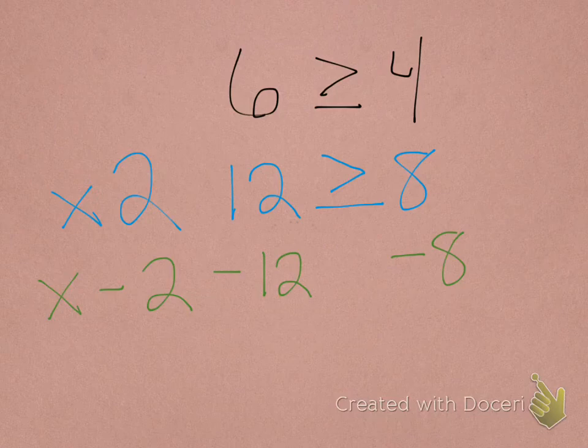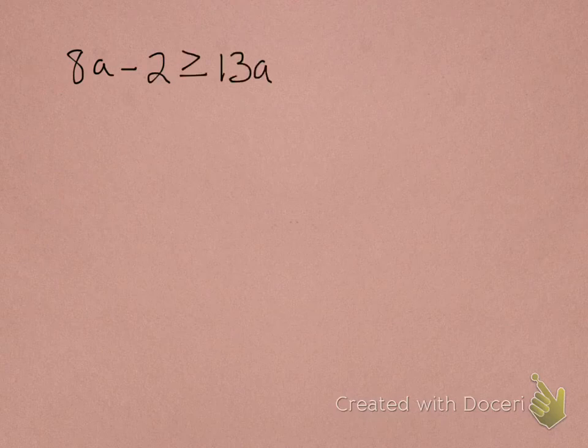Because of the negative values, it actually ends up reversing that inequality symbol. So negative 12 is now less than negative 8, and that was simply because I multiplied by a negative. So anytime you multiply or divide by a negative, just reverse the inequality symbol. So now let's look at an example inequality problem. So if I take 8a minus 2 is greater than or equal to 13a plus 8.